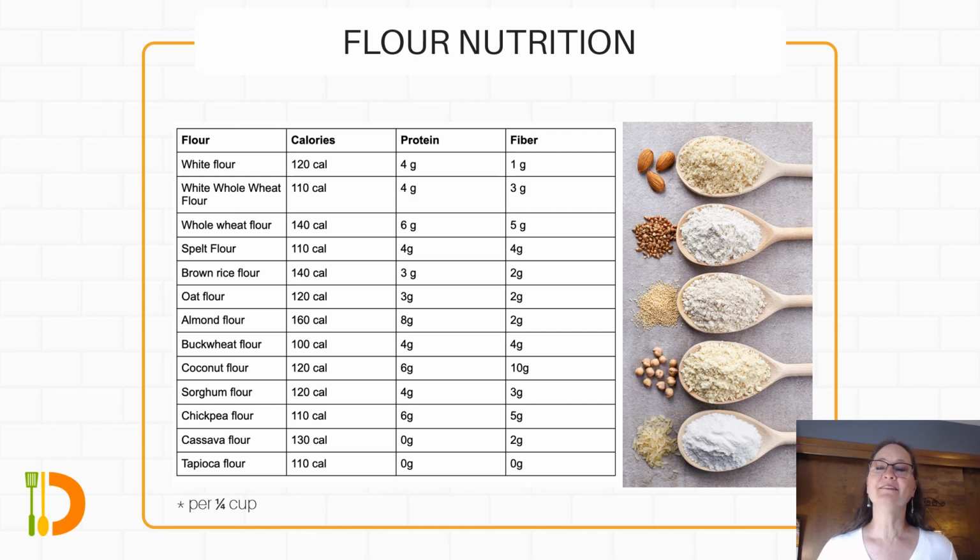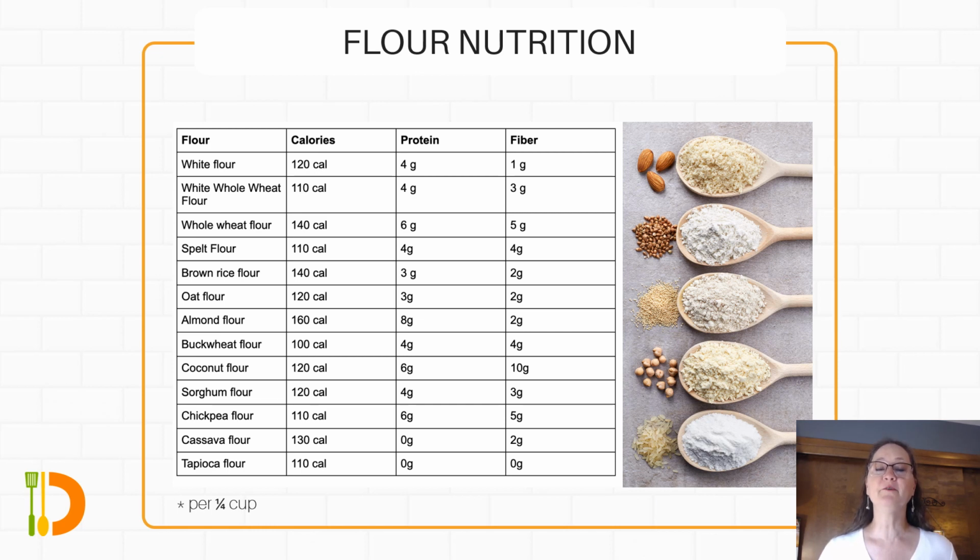Each flour has its own nutrition profile. Let's take a look at the calories, protein, and fiber of some of the popular types of flour. Note, white flour is 120 calories, 4 grams of protein, and 1 gram of fiber, versus the whole wheat flour has 140 calories, 6 grams of protein, and 5 grams of fiber.